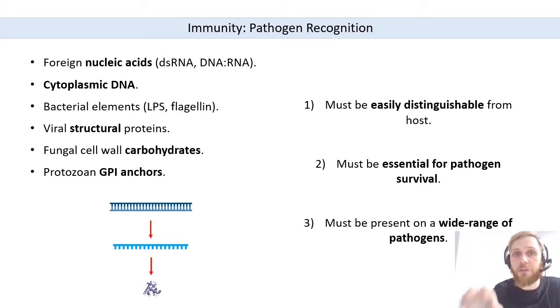They're easily distinguishable from host because again, they're types of nucleic acid combination that aren't seen in a healthy host. They're essential for pathogen survival because they're part of the microorganism's genome or the replicative or expressive process of the genome, and they're present on a wide range of pathogens. So all the different types of nucleic acid combinations that are recognized by the innate immune system are present in a range of different viruses.